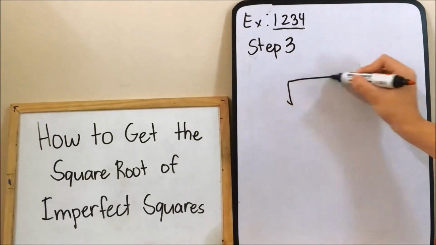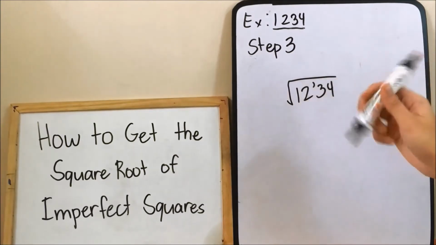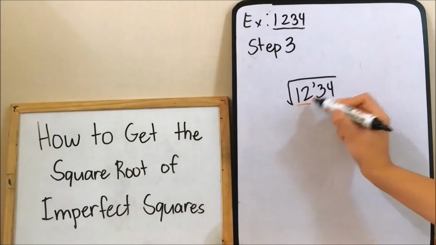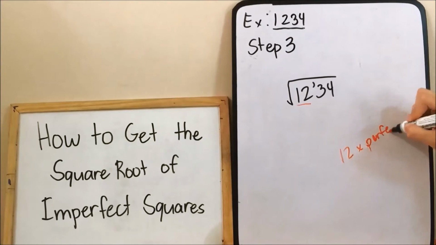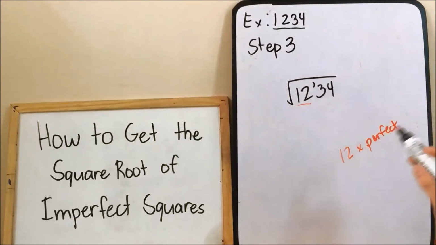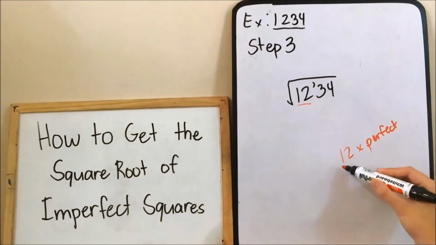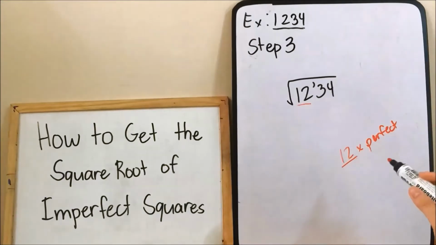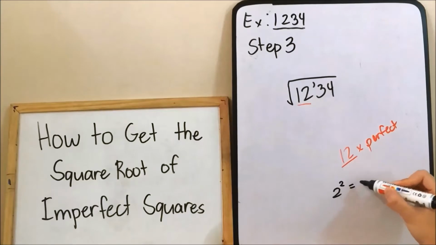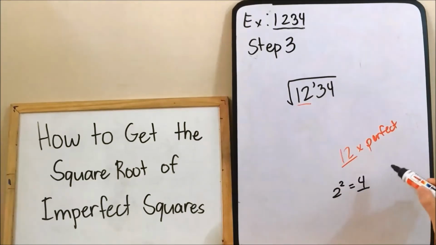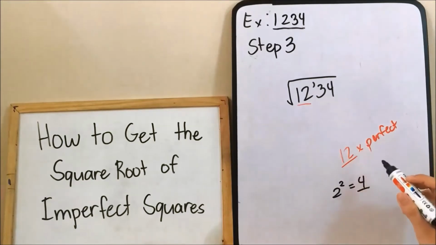Step number 3. Get the square root of the first pair. Since 12 is not a perfect square, we will only get the number whose square is closest to 12. The square of that number should be less than 12. So let's try to find that number. Let's try 2. The square of 2 is 4. We should be finding the number whose square is closest to 12 and less than 12.